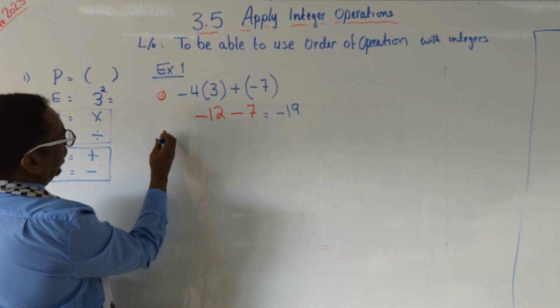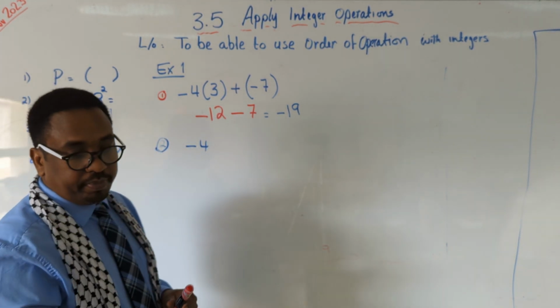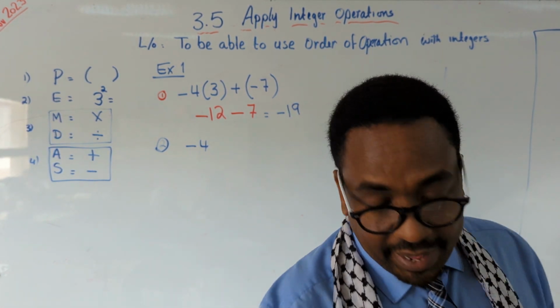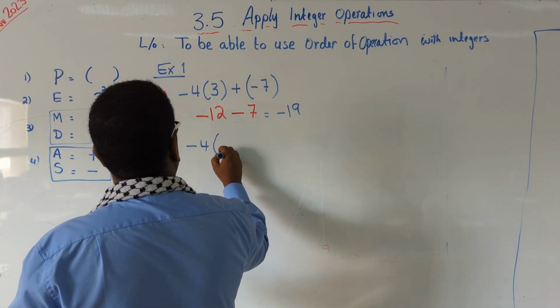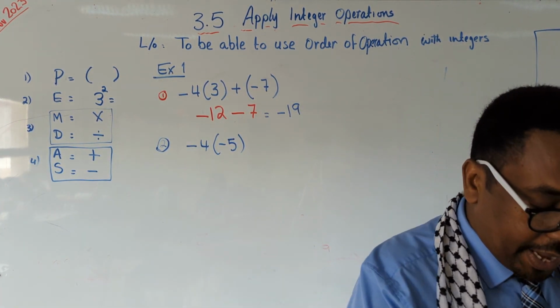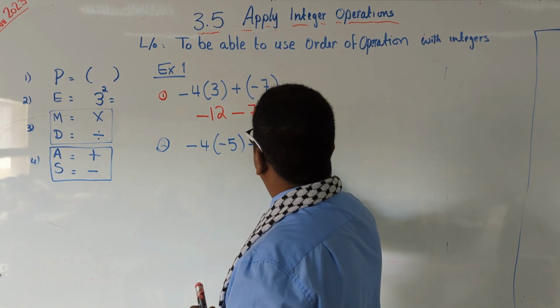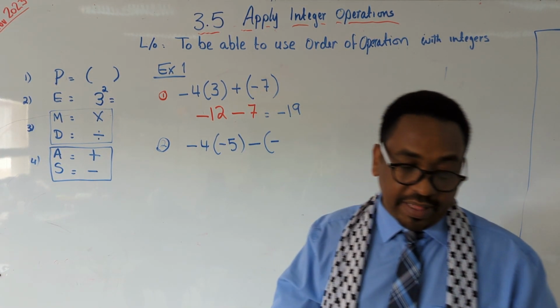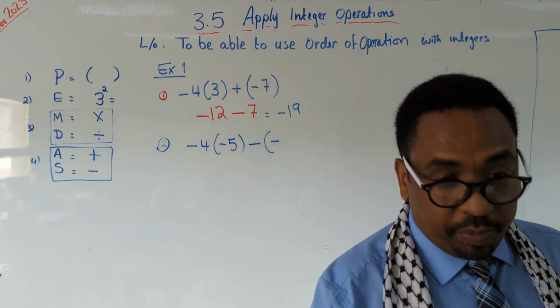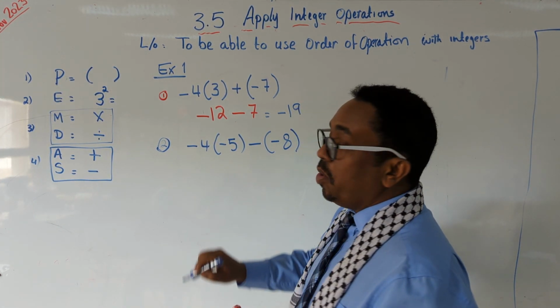Okay, number 2. Let's write down. So if we have negative 4, and then we have negative 5, multiply to negative 5. And then we multiply that to negative, and then we open another bracket, and we have another negative in a bracket, which will be 8 here.